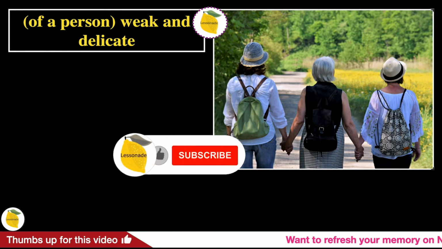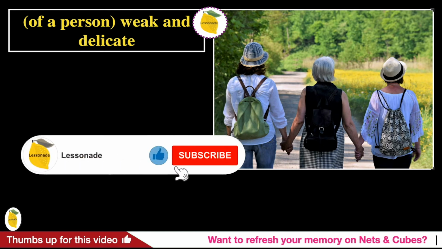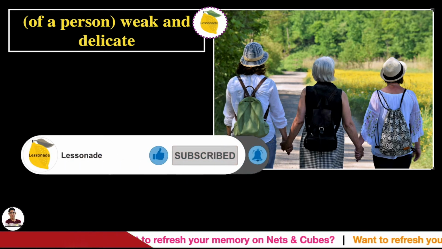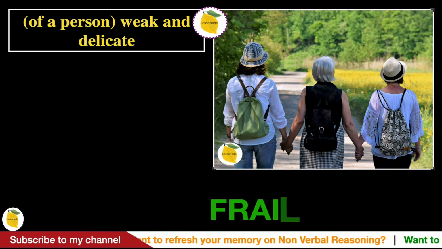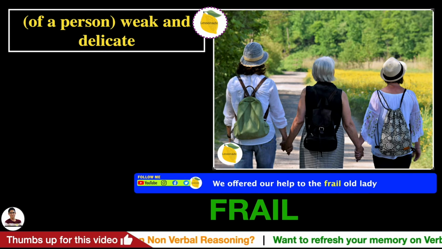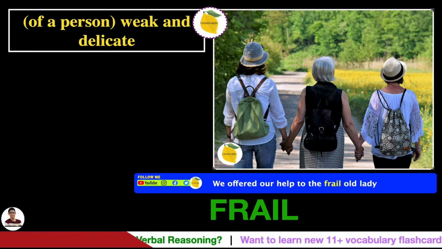Next, we have of a person weak and delicate. In this picture, we can see a person who's weak and delicate, and therefore the word will be frail. The sentence for this word is, we offered our help to the frail old lady.